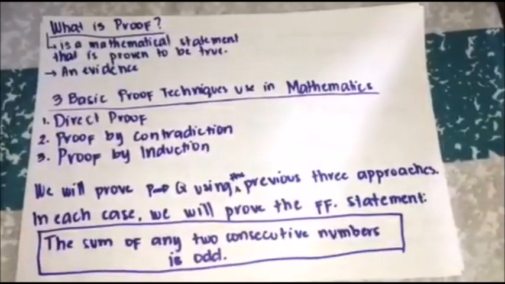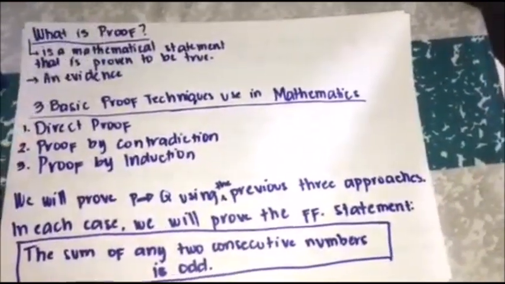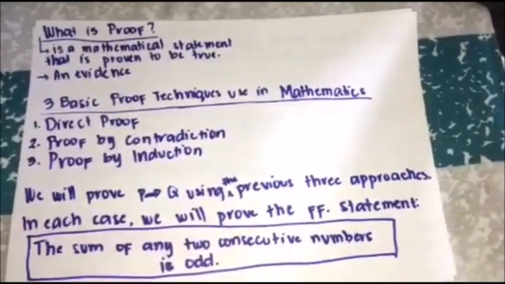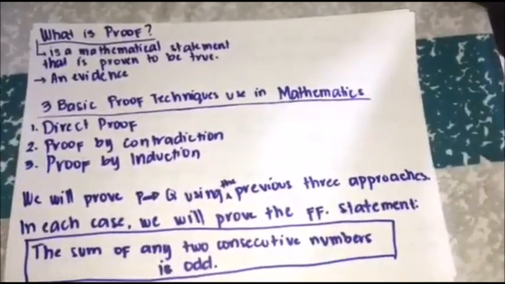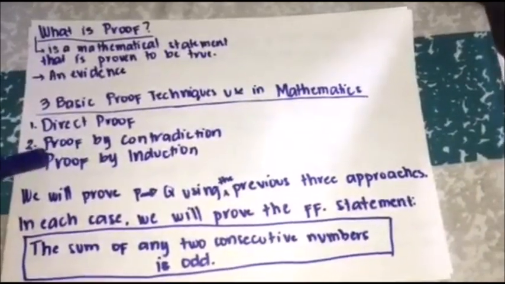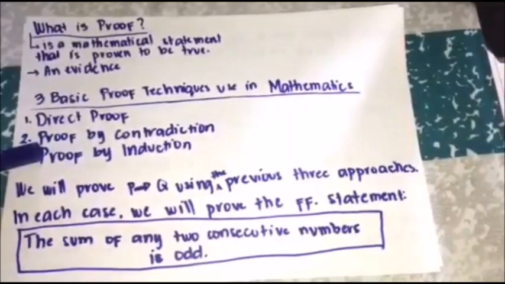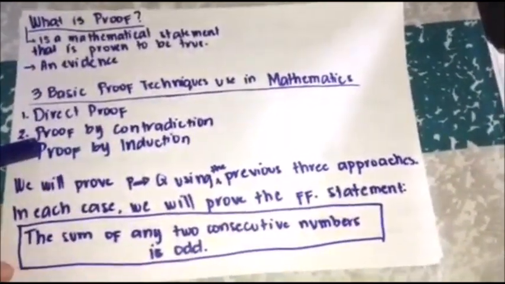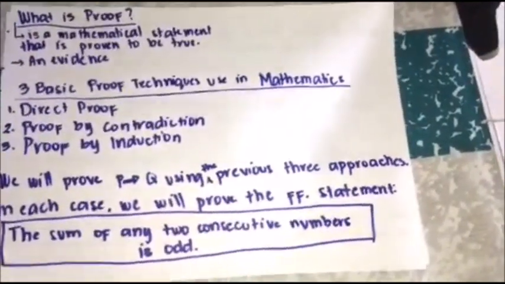So for today, we're going to be talking about proof. But first, what is proof? Proof is a mathematical statement that is proven to be true. There are three basic proof techniques used in mathematics: direct proof, proof by contradiction, and proof by induction. We will prove that P then Q using the previous three approaches. In each case, we will prove the following statement: the sum of any two consecutive numbers is odd.